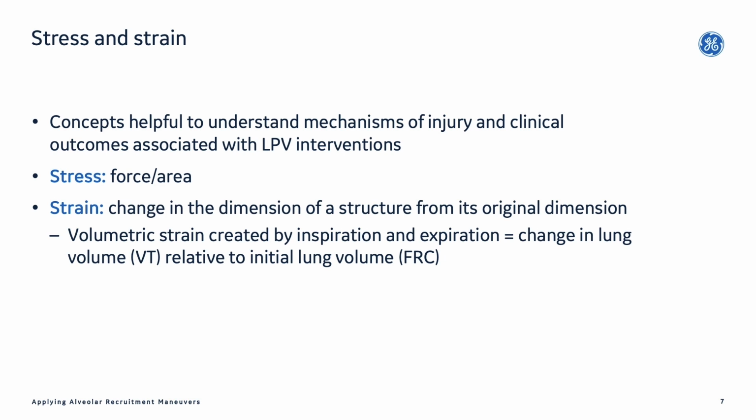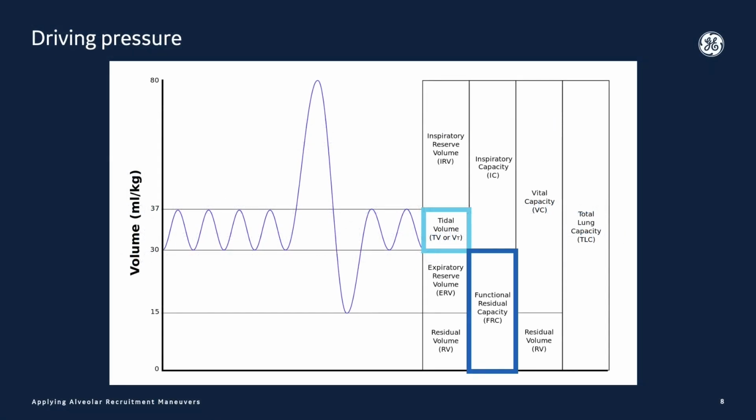Strain is also a helpful concept. It relates to the change in dimension of an object compared to its original dimension. For example, it can be used to determine the stress on a spring from its original state to a stretched one. In the case of the lungs, volumetric strain is the change in lung volume, or tidal volume, relative to its original volume or FRC. So here again we see the normal tidal volume and FRC in an upright, spontaneously breathing 70-kilo person.